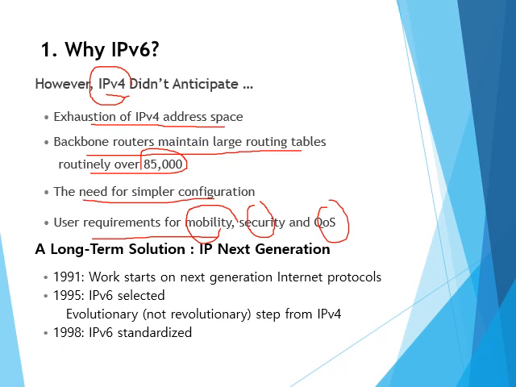Okay, for a long-term solution, they did research to produce an IP next generation. The work started in 1991. In 1995, IP version 6 was selected. It is an evolutionary step from IPv4. It's not very different from version 4 because it is an evolution process. In 1996, IP version 6 was standardized.